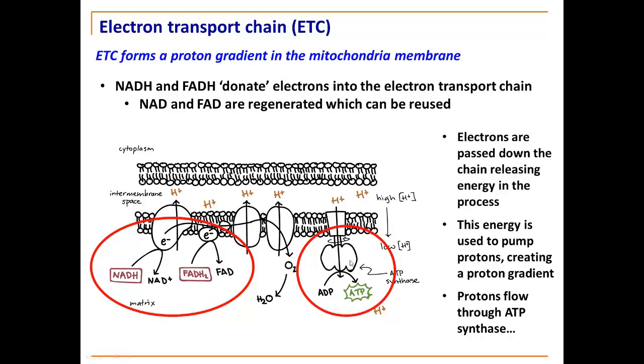So this is how we generate ATP. We're using all these NADHs and FADHs that were produced during the citric acid cycle to generate a proton gradient, which then means we can make ATP. At the same time, of course, as you can see from this, we split an oxygen molecule into atoms, which join with hydrogens, and we form water as a byproduct.